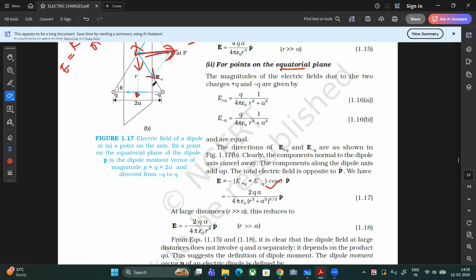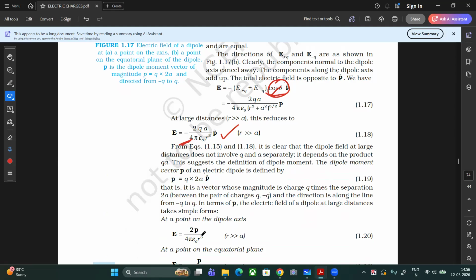These two values have the same distance. We can get this distance from the Pythagoras theorem. This side is A, this is R. So the distance is root of R square plus A square, to the power 3 by 2 in the expression, and the distance squared is R square plus A square. We take this angle as theta. This angle theta will be the same, and we can get the cos theta value from there. So we add these two values and get this value. It will be represented with a minus sign. That is very important.